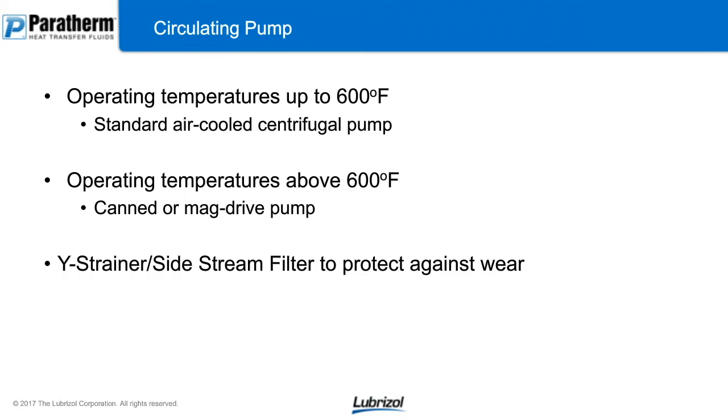The limitations on temperature are somewhere around 600 degrees Fahrenheit. Now, these are all standard numbers, trying to be as broad as possible to meet the specifications of the audience. So for any operating temperatures above 600 Fahrenheit, probably going to switch to a canned or a mag drive pump. One key point about the circulating pump, you do want to protect it against any large particulates, large metal elements, anything that might have gotten into the system. So a Y strainer and a side stream filter is great to protect against any wear that might be caused from that. You'll see that at the pump suction side.